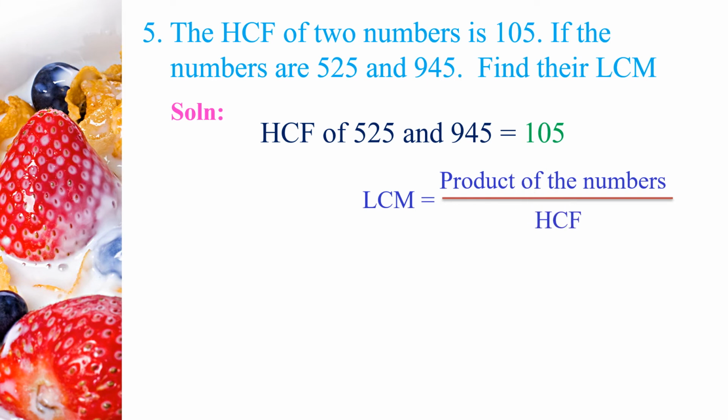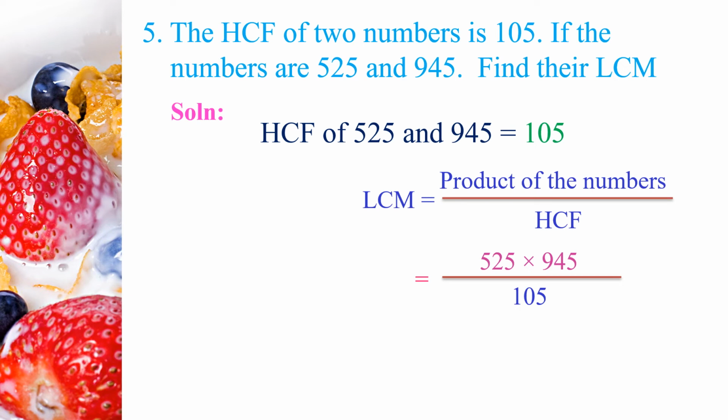The product of the numbers means here that is given two numbers. There are 525 and 945. So now we are going to multiply these two numbers. That is 525 multiplied with 945 divided by HCF, that is 105.